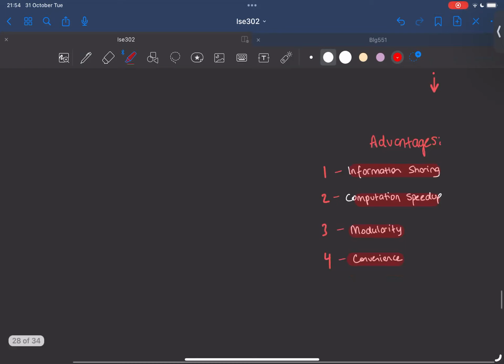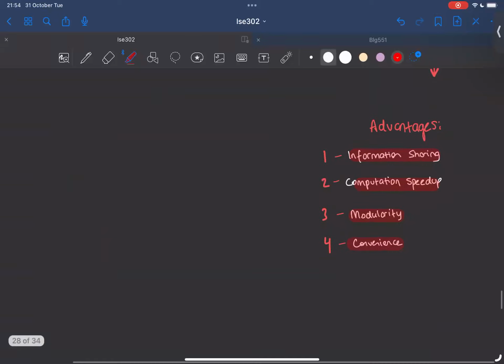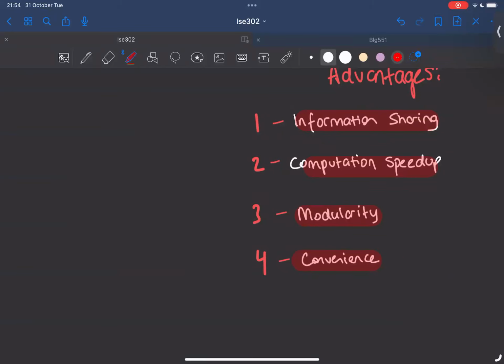So in information sharing, an advantage of the cooperating process, they may need to exchange data or information to complete a task, and sharing information allows processes to communicate and make decisions based on shared knowledge. And in the computation speed up advantage, we can divide a complex task among cooperating processes, and that way, computation speed can be increased. Each process can work on a separate part of the task simultaneously. Overall, it reduces the execution time.